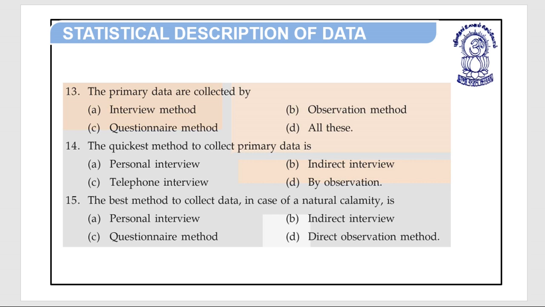Question number 13. The primary data are collected by interview method, observation method, questionnaire method, or all of these. Option D is the right answer. All the methods are used to collect the primary data.